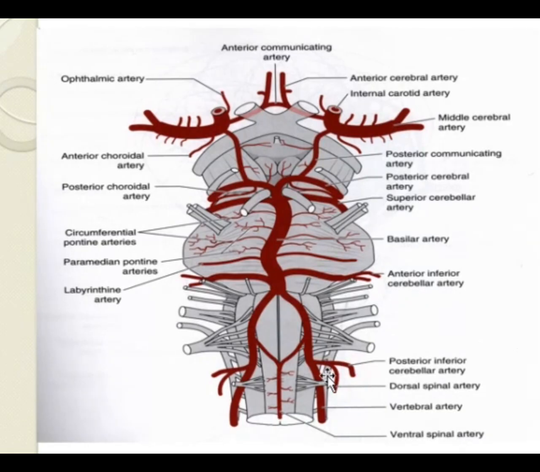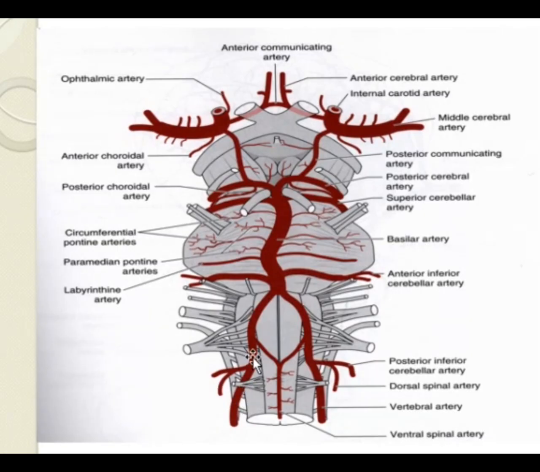Now I want to make a point here. Sometimes these dorsal spinal arteries are direct branches of the vertebral artery, and sometimes they are branches from the posterior inferior cerebellar artery. So in this case, we are seeing the posterior inferior cerebellar artery, which is going to supply the posterior part of the inferior surface of the cerebellum, also giving off the dorsal spinal. Dorsal means posterior, spinal means spinal cord, so it's going to supply the posterior aspect of the spinal cord and the medulla oblongata.